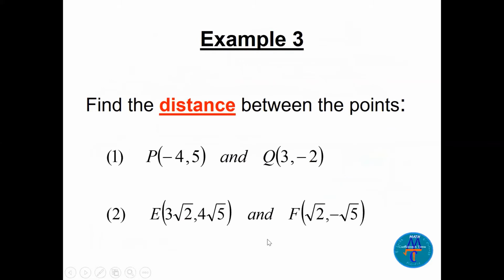Let's see two simple examples here. Let's find the distance between the points P and Q. P is minus 4, 5, Q is 3, minus 2. Easy, we will do that now. And then we have another distance between E and F, where we have square root of 2, something, and square root of 5. Just a little harder numbers.